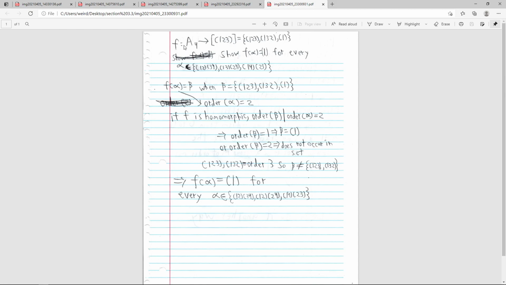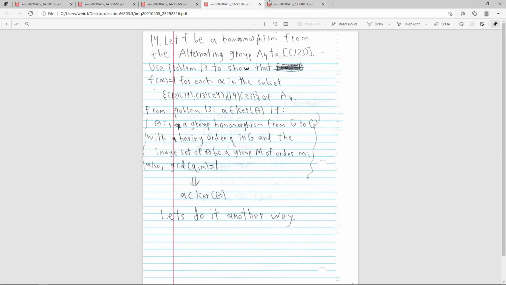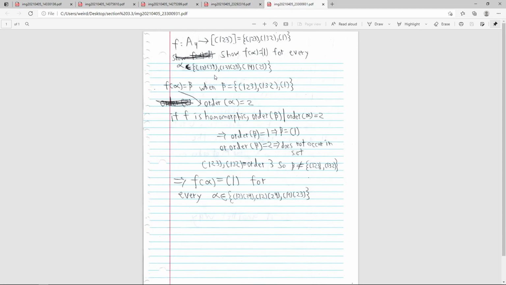So F goes from A4 to the cyclic group, which is the set {1, (1 2 3), (1 3 2)}. Show F of alpha equals 1 for every alpha in that set, like before. Just a little bit shorter writing, a translation of the problem into more pure mathematical terms, if you will.